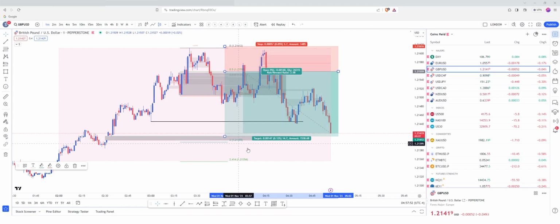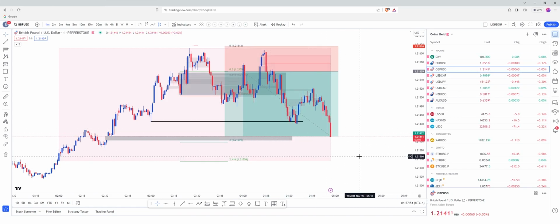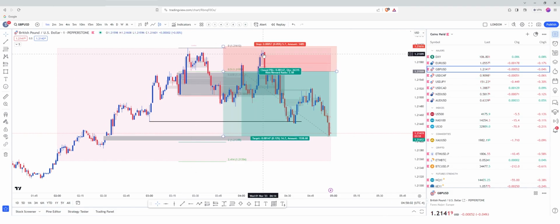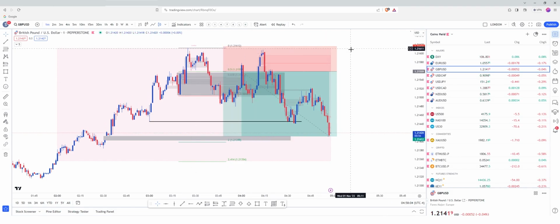We are approaching take profit now. So this is the close of the trade. There we go. Take profit hit on that one. So not the cleanest of trades. This pullback very, very close to stopping us out.